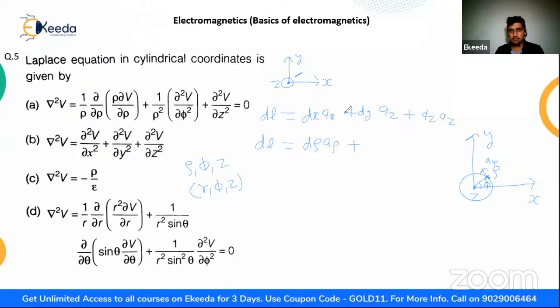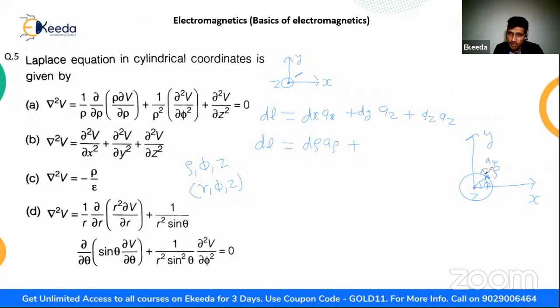Okay, whatever direction x is increasing, that will be the direction of ax. So this will be the direction of ax. This will be the direction of ay, because in this direction y is increasing. Similarly, the direction of z will be coming out of the plane, or coming out of the display, because in this direction z will be increasing.